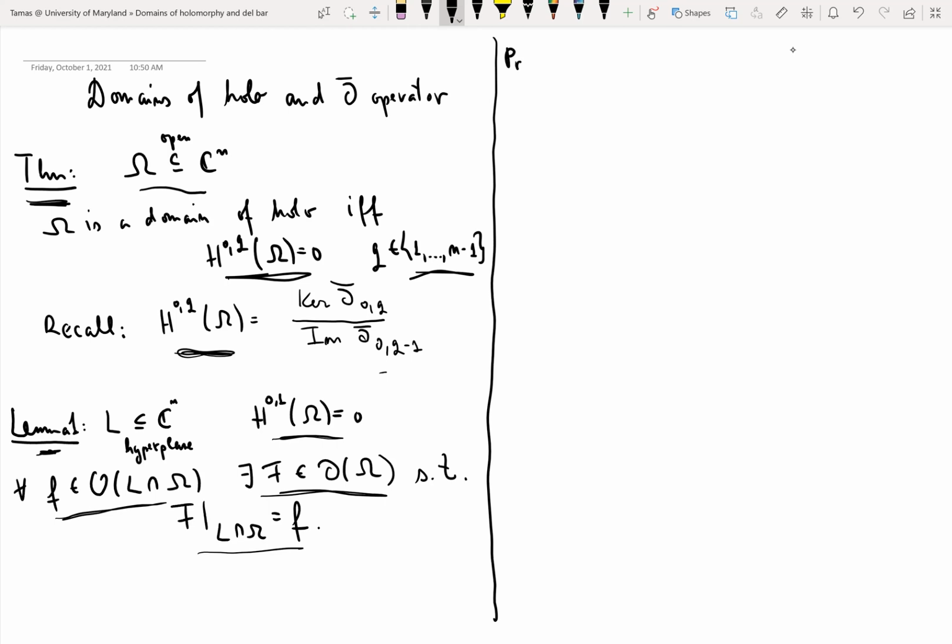Proof of lemma 1. So we have to solve a Dolbeault problem. First I'll set this Dolbeault problem up correctly. Even before that, by applying a translation and a linear transformation, we can assume that L is simply the hyperplane cut out by the equation z_n equals 0. This can be done just by translating and perhaps applying a linear transformation.